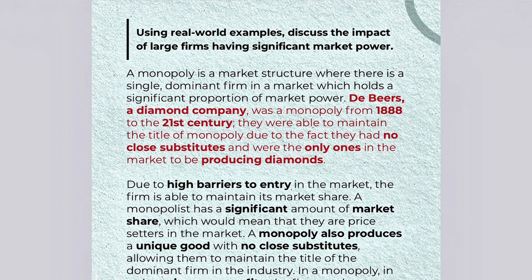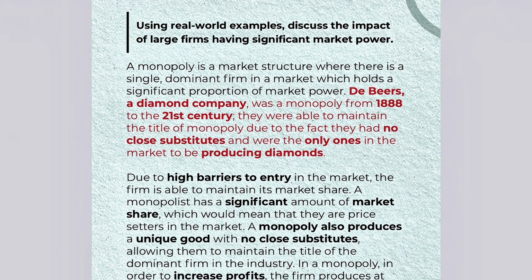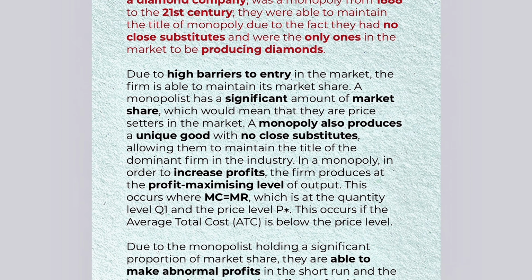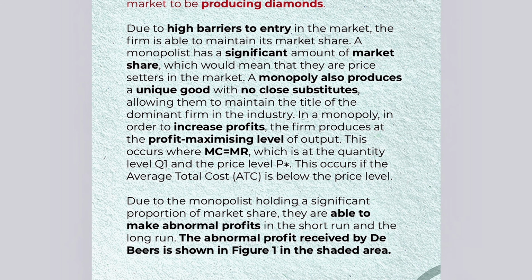Now, the next two paragraphs are the theory behind monopolies in the context of De Beers. Due to high barriers to entry, they have significant market share, and this monopoly also produces a unique good, which has no substitutes. In order for the monopoly to increase profits, they operate at a profit maximizing level of MC equals MR. And at this point, this is when the ATC is below the price level. Now you can see in this paragraph there isn't much reference to De Beers, but the economic theory and chains of logical reasoning is strong.